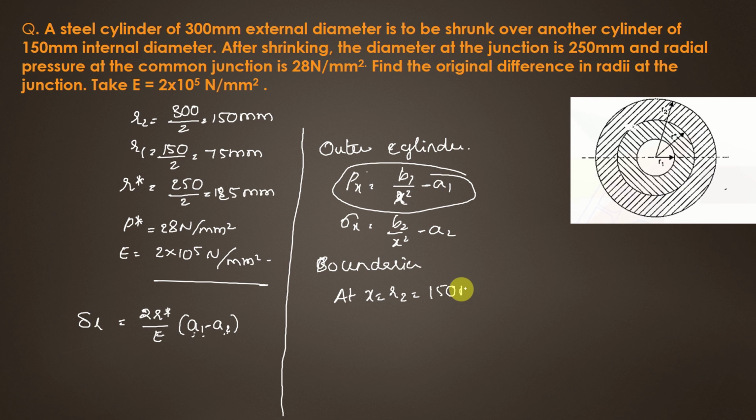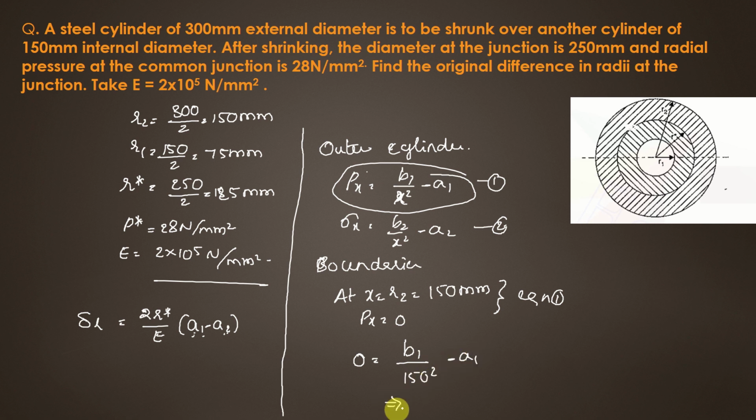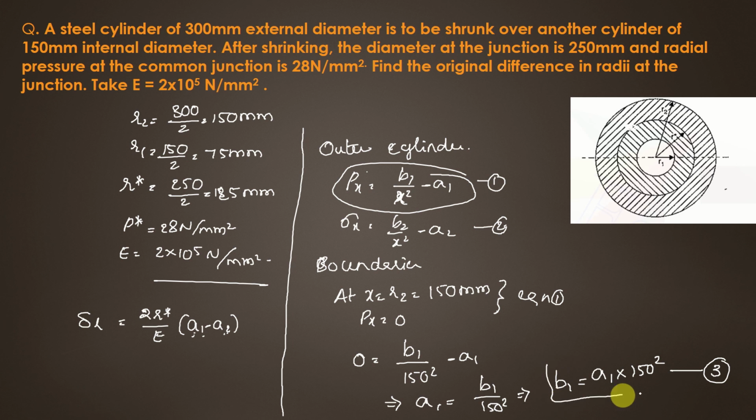150 mm. And what happens to Px? That will be 0, atmospheric pressure. So now let us substitute these two in equation 1. 0 is equal to B1 by, in the place of X I will substitute 150 square, minus A1. Now I can write A1 is equal to B1 by 150 square, or otherwise B1 is equal to A1 into 150 square. Take it as equation number 3. Remember this.